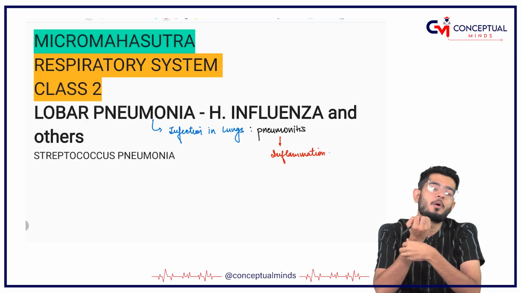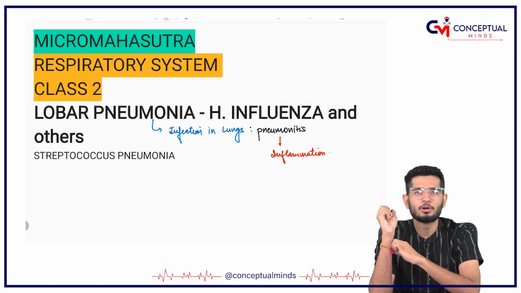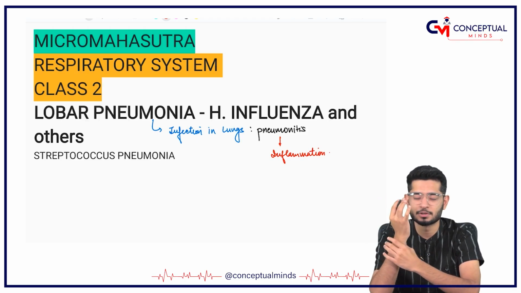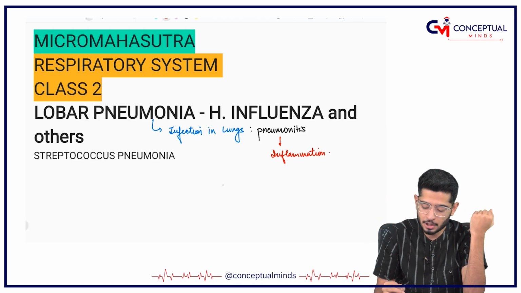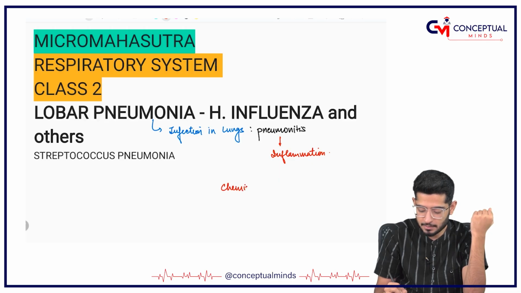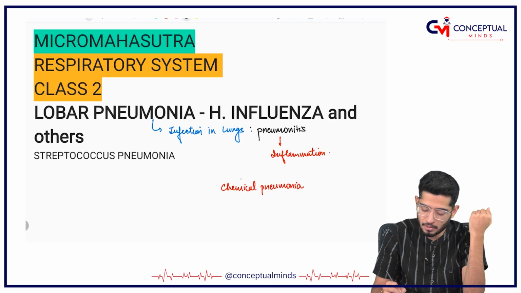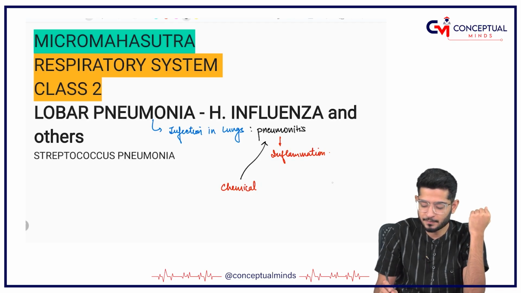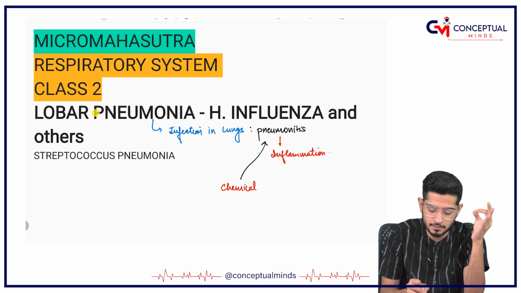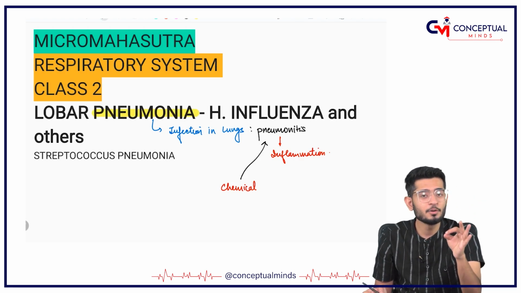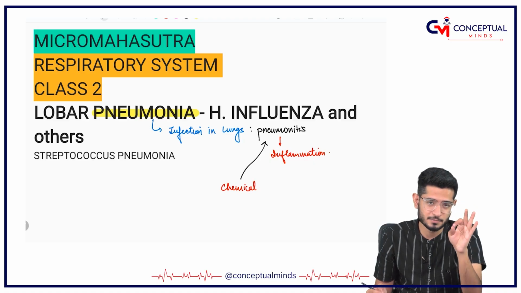Right? So, why did I say this? In order to clear a confusion that sometimes people say that there is something called chemical pneumonia. That's not an acceptable terminology, my dear friends. Chemicals can cause pneumonitis but not pneumonia, because pneumonia is a term reserved for infections. That's why now we will start with lobar pneumonia.